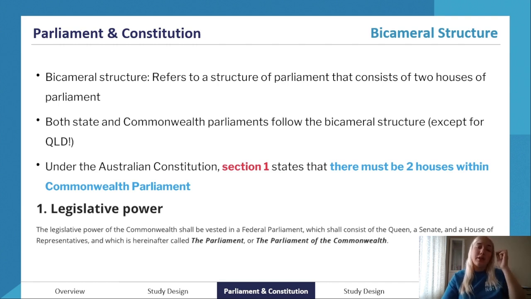So it is actually really easy to remember because under Section 1, the very first section of the Australian Constitution, it is outlined that there must be two houses within Commonwealth Parliament. We can see that section here. Legislative power. The legislative power of the Commonwealth shall be vested in a federal parliament, which shall consist of the Queen, a Senate, and a House of Representatives, and which is hereinafter called the Parliament of the Commonwealth.